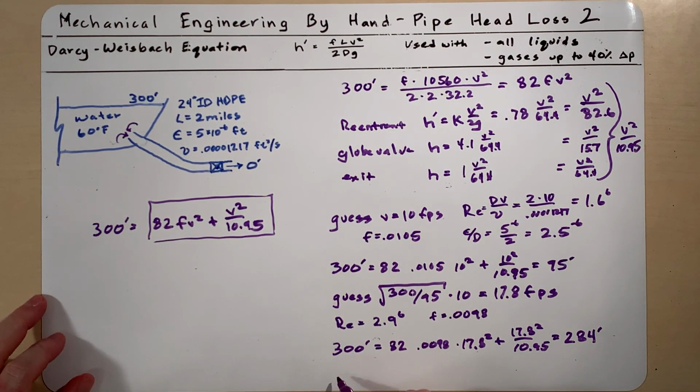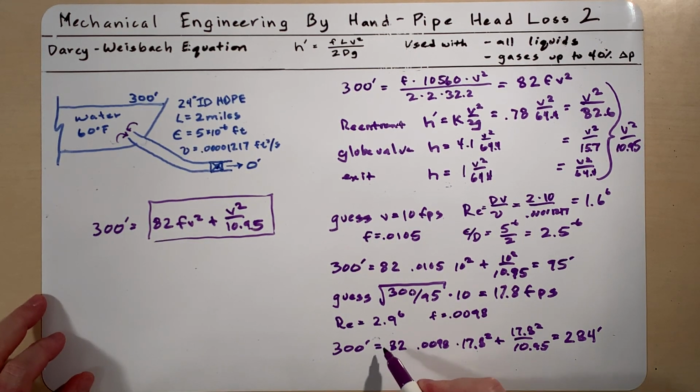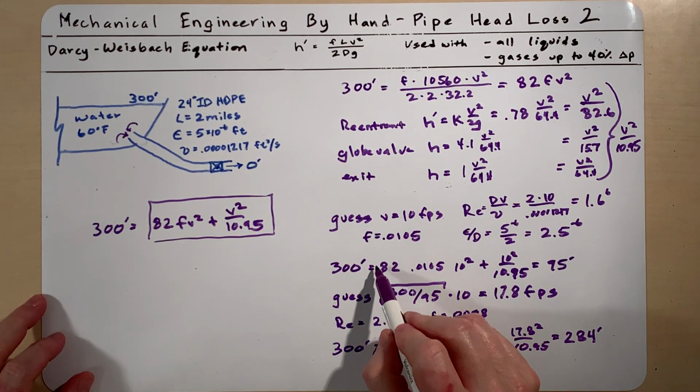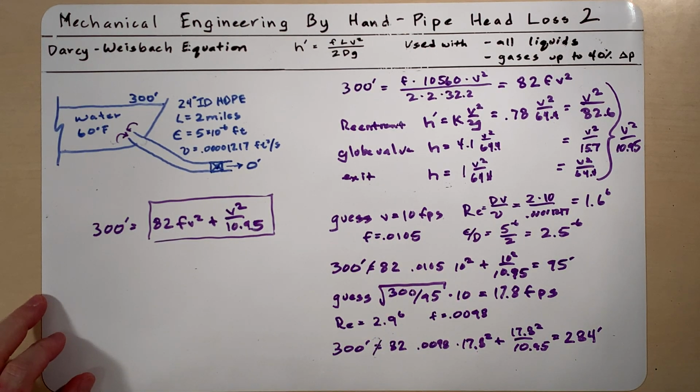So, by the way, if you have someone checking your work, you should probably cross these off so they don't think you're crazy. And I'll use this method again. Guess what we want over our last answer, take the square root of that times our last guess of 17.8, and that is 18.3 feet per second.